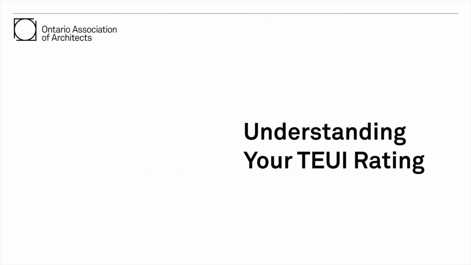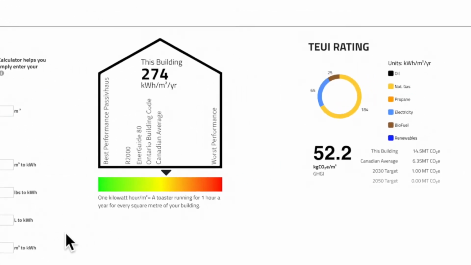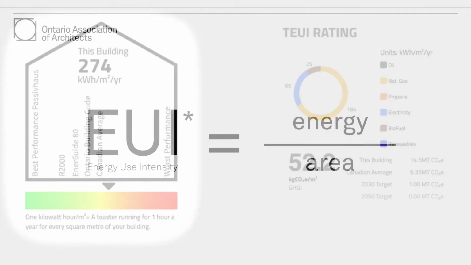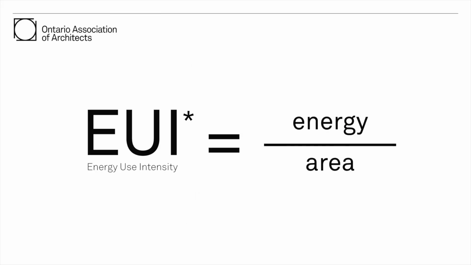Understanding your TEUI rating. The graphic of the little house highlights the TEUI rating on a scale of best performance on the one side to worst performance on the other. This scale also references some common energy efficiency standards for houses. The EUI noted is total energy from all sources divided by gross floor area in the course of 1 year.